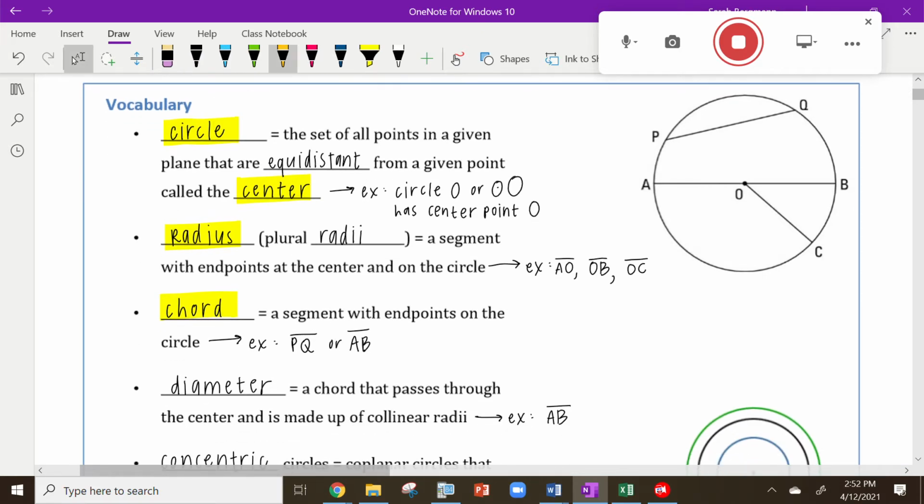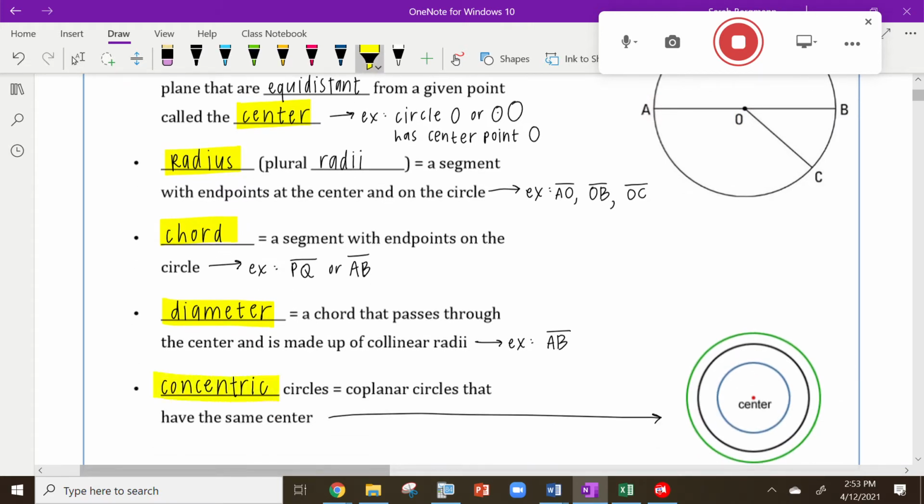A diameter is a chord that passes through the center, and it's made up of collinear radii. So it means it's two radii that are in the same line. So again, this is segment AB. Goes through the center, point O.